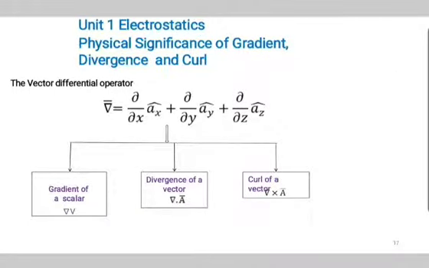Next is the vector differential operator. So here the equation is delta bar equals delta by dx of x cap, delta by dy, delta by dz. It consists of the gradient of a scalar, delta V, the divergence of a vector, delta dot A bar, and the curl of the vector, delta cross A bar.